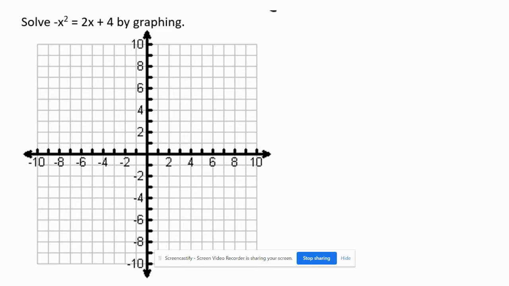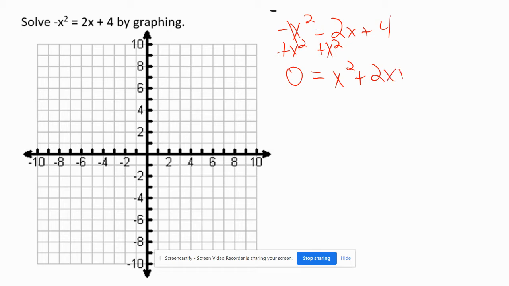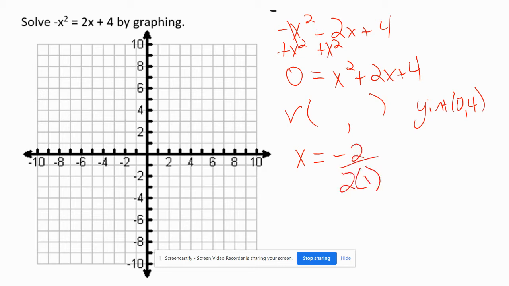Let's try this last one. Negative x squared is 2x plus 4. I'm going to bring this x squared over to the right to get my 0, and then my standard form on the right side. So again, what do we know? Well, we know that our y-intercept is at 0, 4 because c is positive 4.